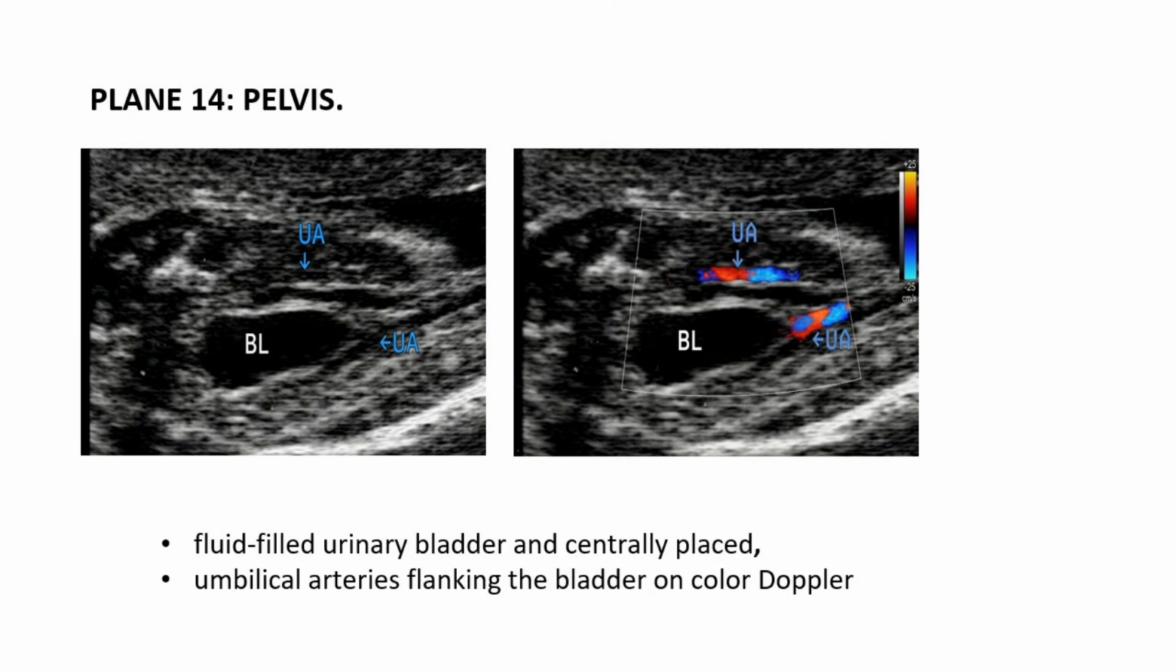Plane 14, pelvis, transverse pelvis. Move into the lower pelvis. Identify the fluid-filled urinary bladder, centrally placed, and both umbilical arteries flanking the bladder on color Doppler.